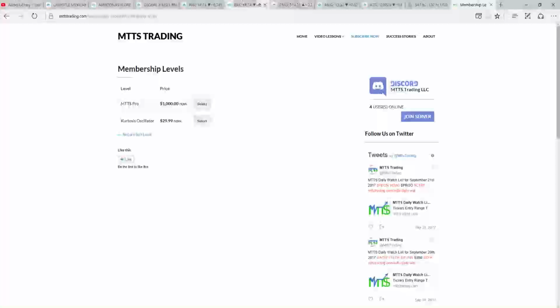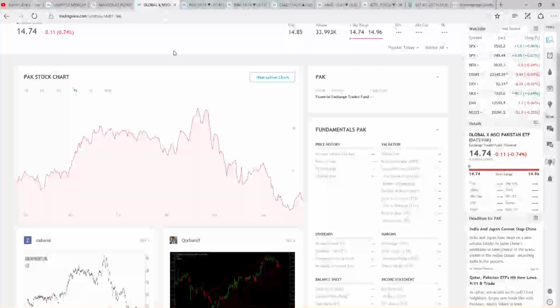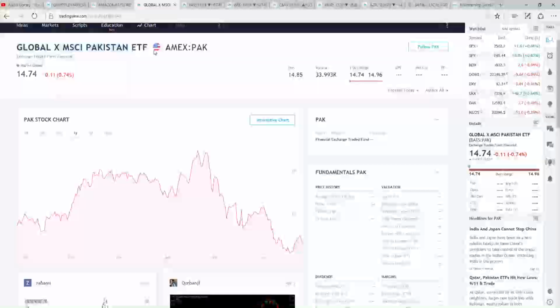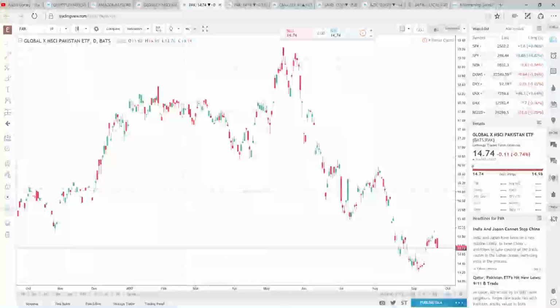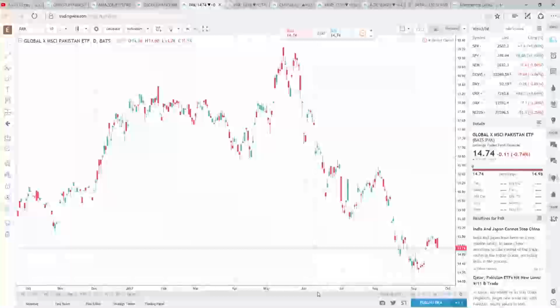Now, today we're going to show you how to chart a few stocks. I'm going to start with the global MSCI Pakistan ETF, and this is just an ETF for Pakistan. So look at this in the 1-year time frame. We can see it has a low in the 420 area.